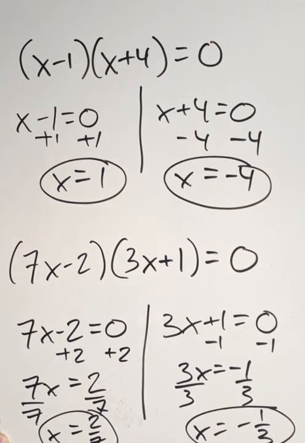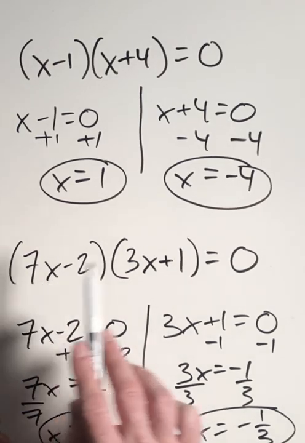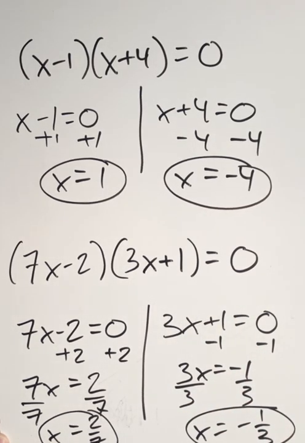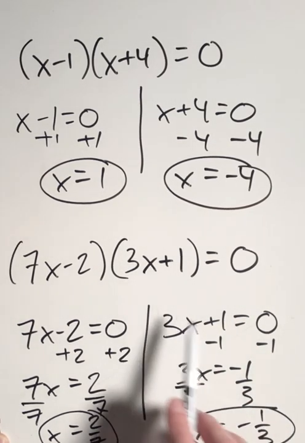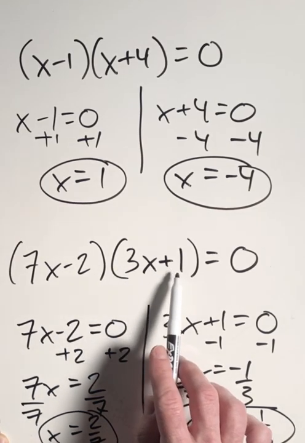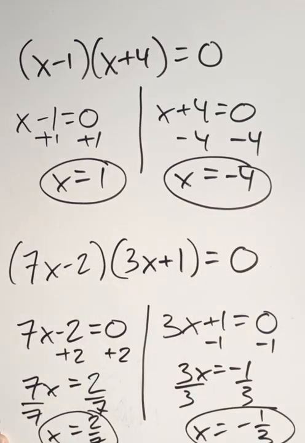So x could equal positive 2/7, in which case this factor would equal 0, and times whatever this factor is would result in the product of 0. Or x could equal negative 1/3. When x is negative 1/3 here, this term equals negative 1 plus this one equals 0, which when multiplied by whatever this factor is would also equal 0.